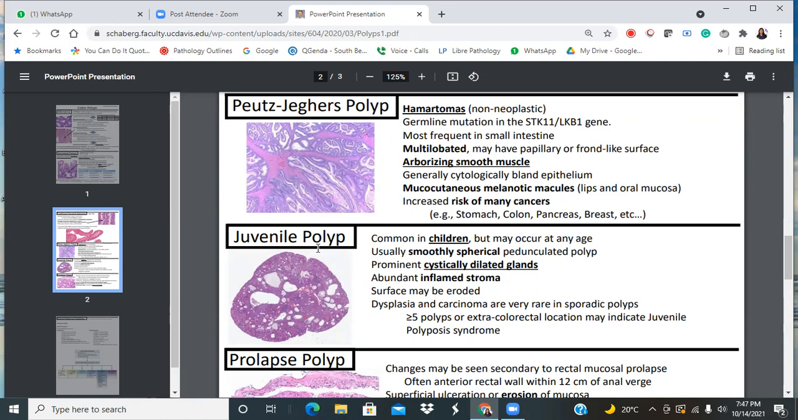Coming to juvenile polyps, common in children, but may occur at any age, usually smoothly spherical, pedunculated polyp, prominent cystically dilated glands, abundant inflamed stroma, surface may be eroded. Dysplasia or carcinoma are very rare in the sporadic polyps. If more than 4 or 5 polyps or extracolorectal location, may indicate juvenile polyposis syndrome.